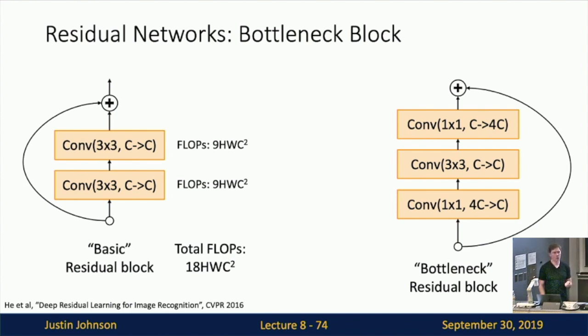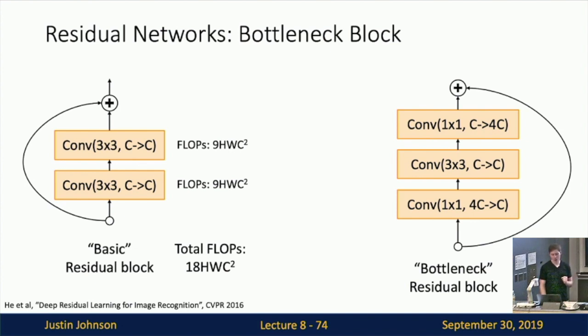Now, for deeper residual networks, they introduce an alternative block design called a bottleneck block. So here, the bottleneck block now consists of three convolutional layers. It accepts an input tensor with four times as many channels as the basic block. The first layer is a 1x1 convolution that acts to reduce the number of channels contained in the tensor. So the first 1x1 convolution reduces the number of channels from 4C down to C. And then once we reduce the number of channels, we perform this 3x3 convolution, and then we have another 1x1 convolution that expands the number of channels again, increasing it from C up to 4C.